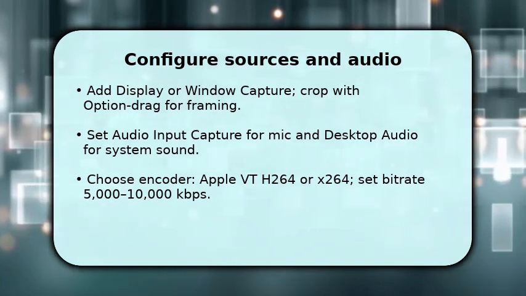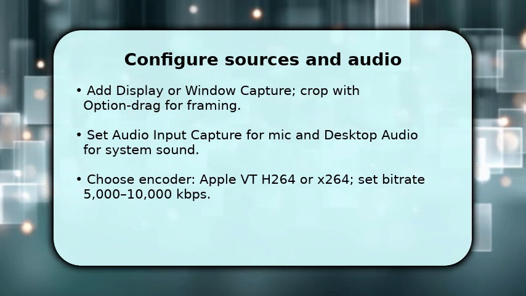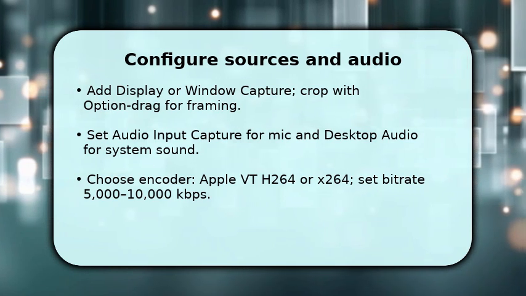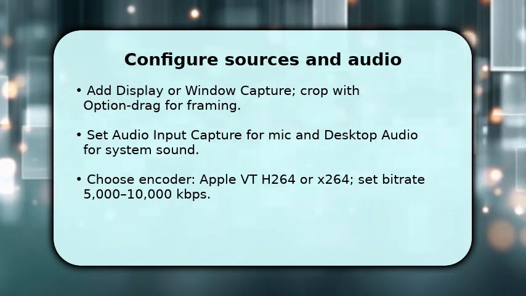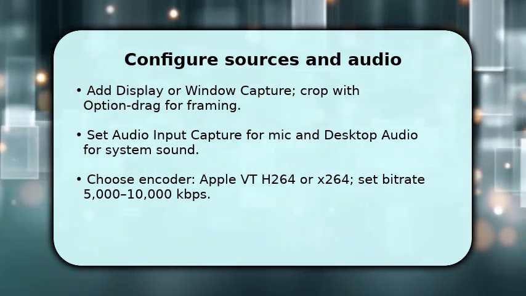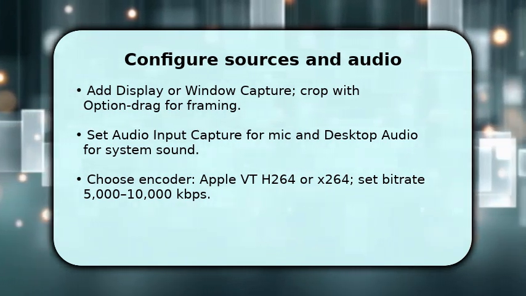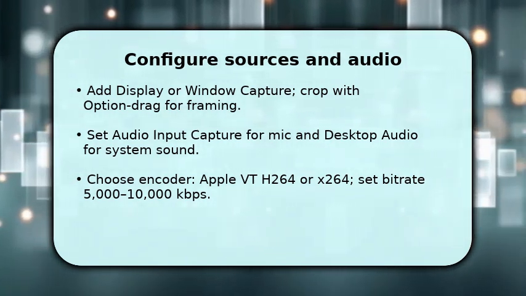Next, open Settings, Output and pick an encoder. Apple VT H264 uses hardware acceleration on Mac, while x264 is CPU-based. Choose one that gives smooth recording. Set a bitrate. Begin by clicking Start Recording and perform a quick test of your workflow.